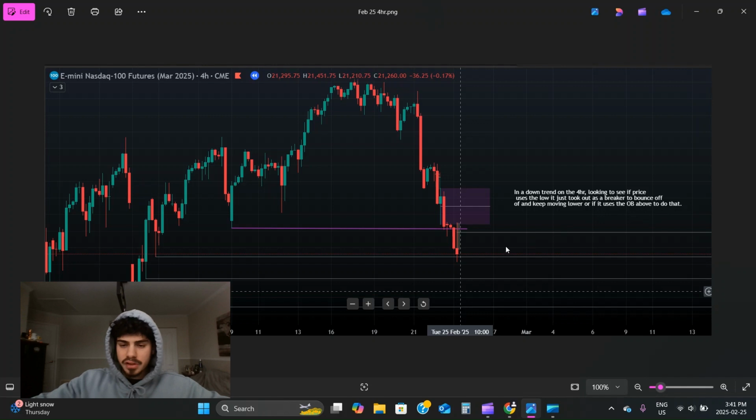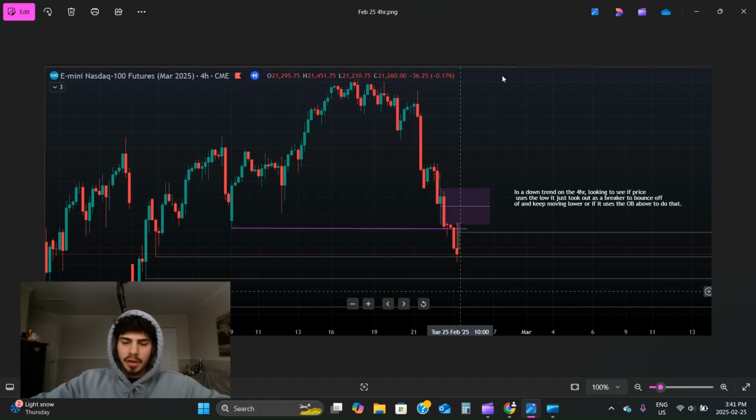So my notes quickly, it just says in a downtrend on the 4 hour, looking to see if price uses the low it just took out as a breaker to bounce off of and keep moving lower, or if it uses the order block to do that. So this is the low here and this is the order block. They're touching each other, so we can see, are they going to bounce off these PD arrays and keep going lower? So obviously I have a bearish bias.